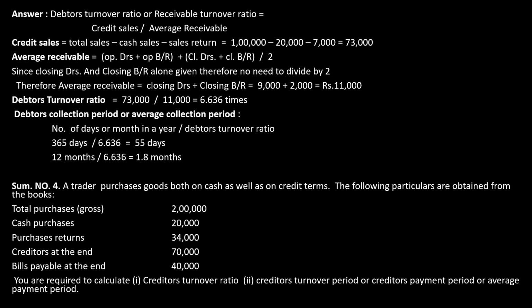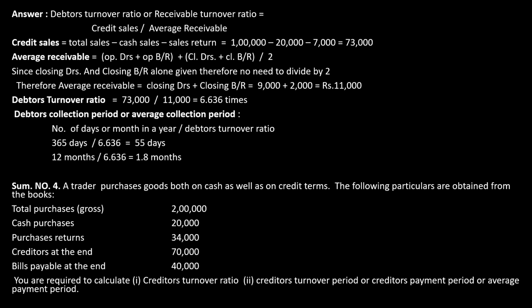Here, I'll start with the days first. How many days are there? If the problem is silent, we have to use 365. Suppose the problem says to take the year as only 360 days, then in that case you use only 360 days. Here the problem is silent with regard to the number of working days, so we assume 365. 365 divided by the debtors turnover ratio 6.636 will give you 55 days. When I use days, the answer will be in days. When I use months, the answer will be in months. So 12 divided by 6.636 will give me 1.8 months. So that's it. Now I'll go to sum number 4.